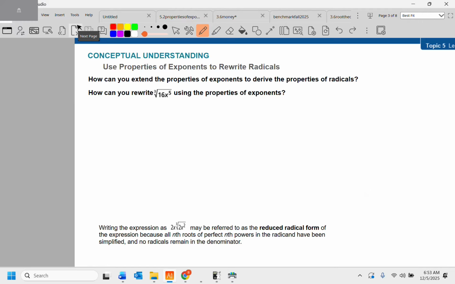Anywho, how can you extend the properties of exponents to derive the properties of radicals? In other words, how can you rewrite the cubic root of 16x to the fifth using the properties of exponents? Well, you can do that by simply doing x to the p over r. Now, you do have to be careful because this exponent's only on the x.